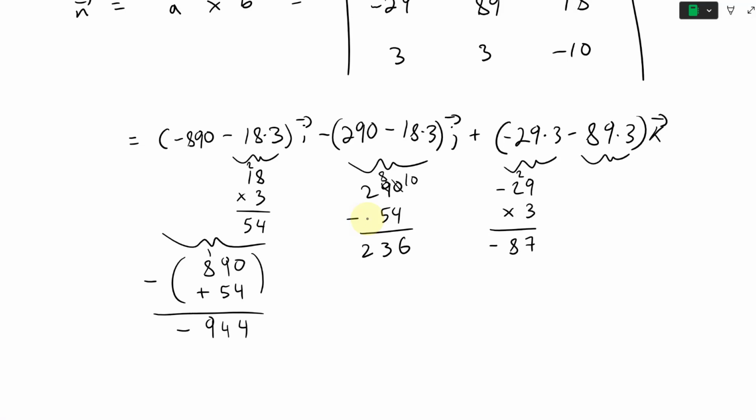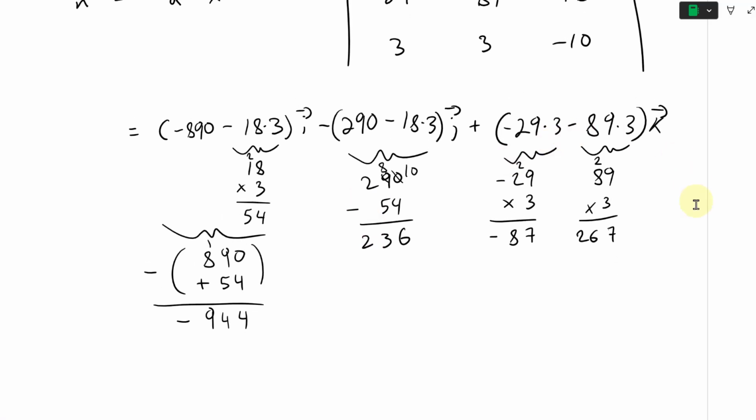And lastly here, this is subtracted by 89 times 3. This is going to be 3 times 9 is 27. Carry the 2. 3 times 8 is 24, 26. Alright, so then when we subtract these, it's the same thing as writing negative 87 minus 267. That's going to be the same thing as writing 87 plus 267, and put a negative.